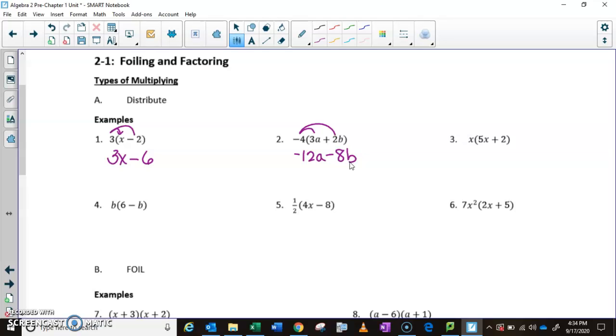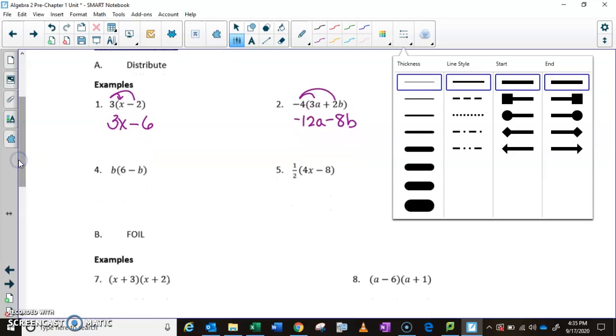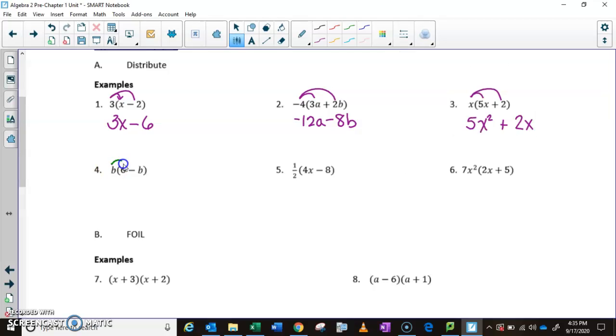Number 3, x times the quantity 5x plus 2. Well, x times 5x: 5, and x times x is x squared, 2 factors there of x, plus x times 2. Remember we always write the coefficient first, 2x. Number 4, b times the quantity 6 minus b, so I'll distribute the b. So b times 6, again the coefficient needs to come first, so 6b, minus b times b. So I have 2 b's, so b times b is b squared.